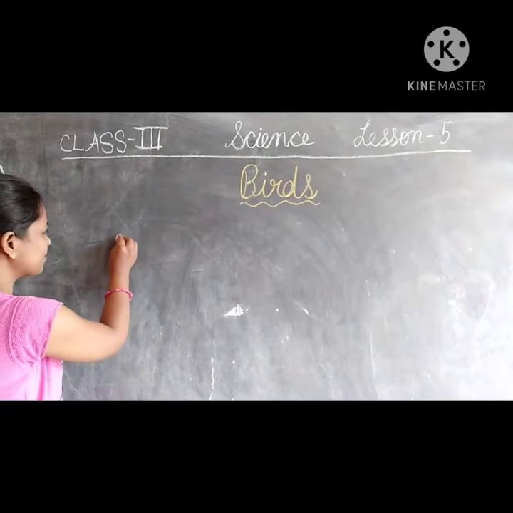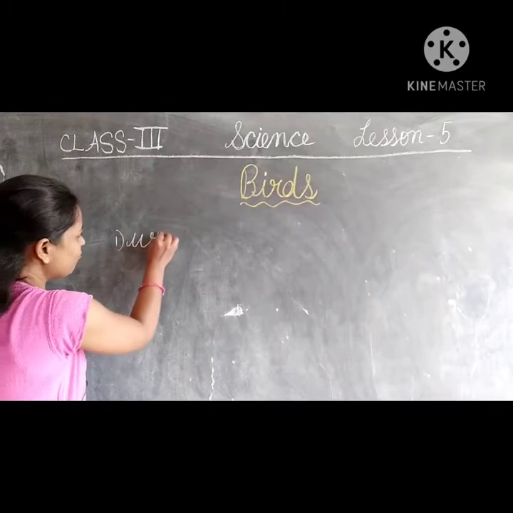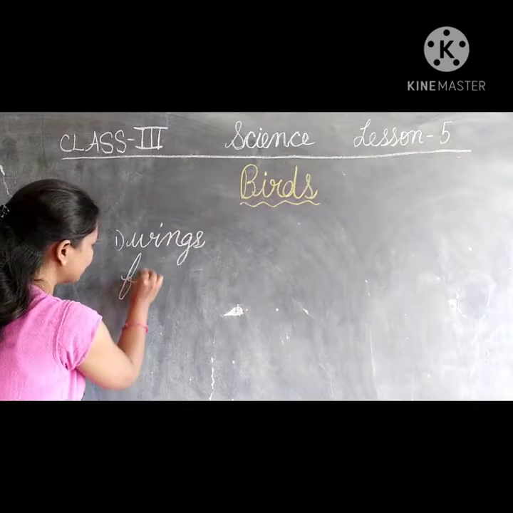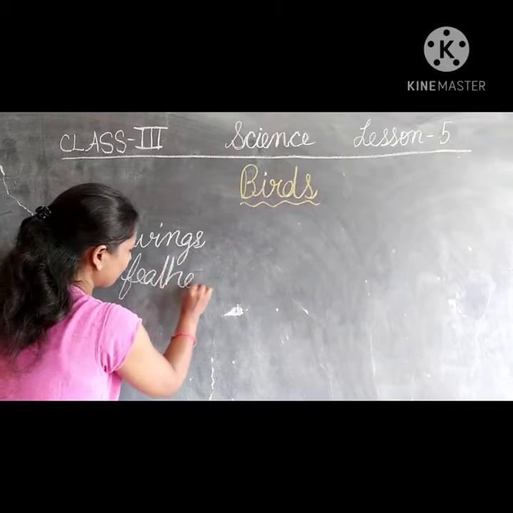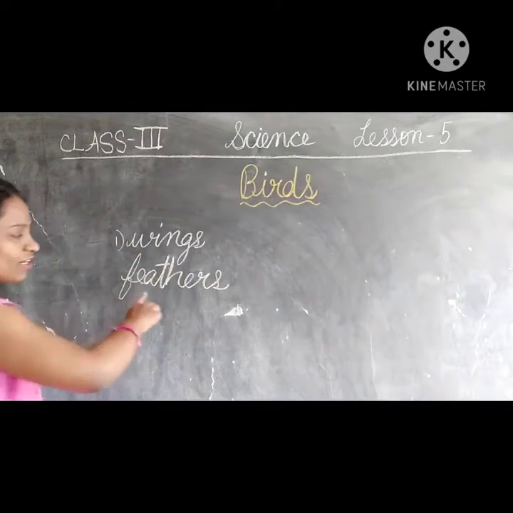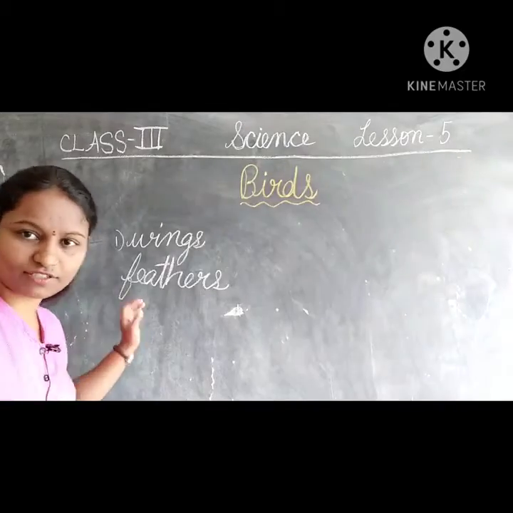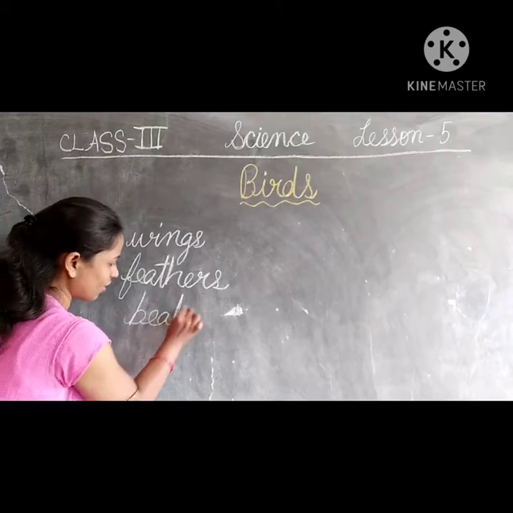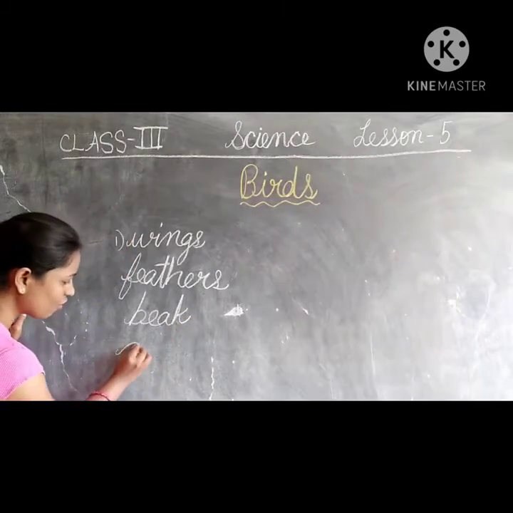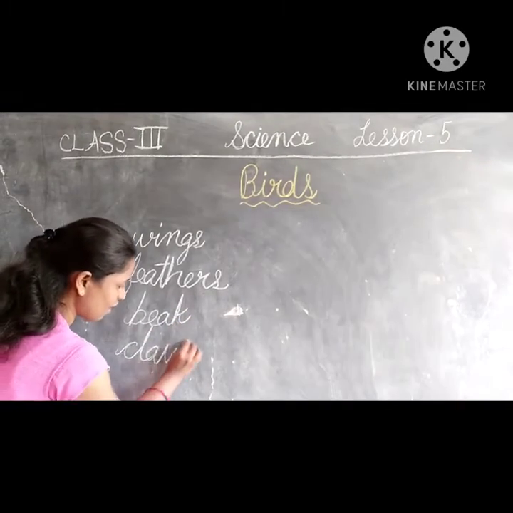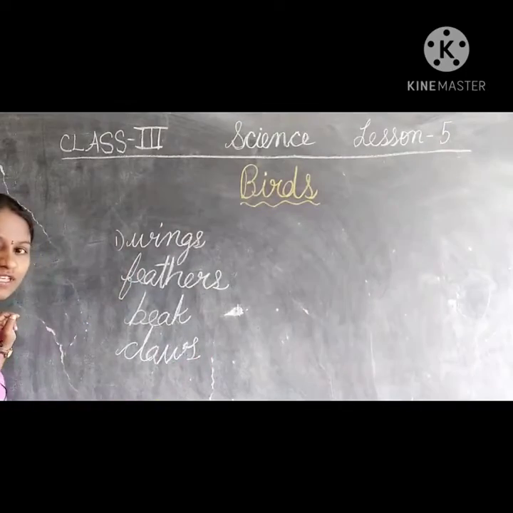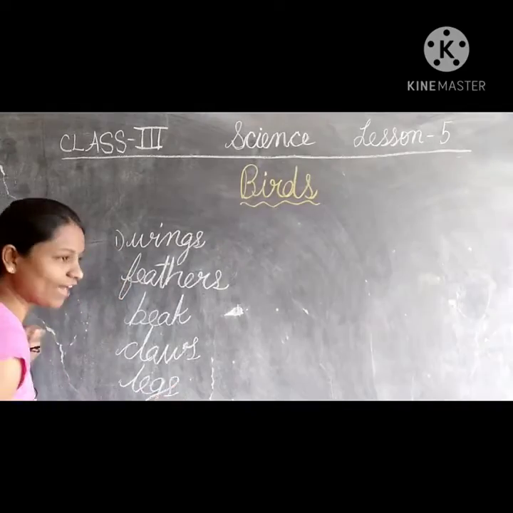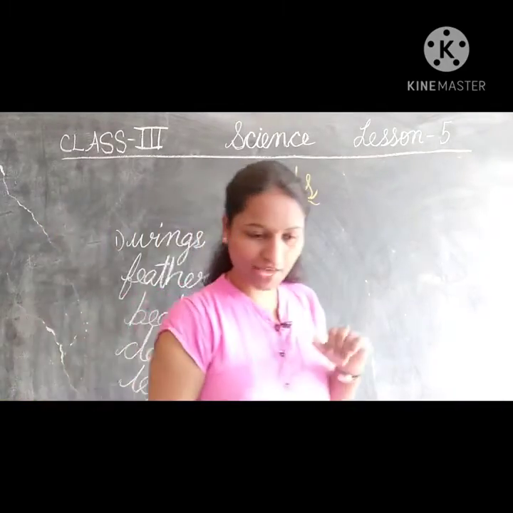So what do the birds have, children? First, they can fly. They can fly, that is the reason. What do they have? They have wings. They have feathers. I will tell you later what the differences are between wings and feathers. Next, what do they have? Beaks. And what do they have? Claws. And what do they have? The hind limbs, they are called legs. They can fly, they can perch on the branches.